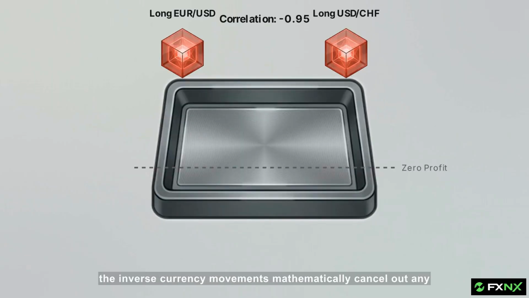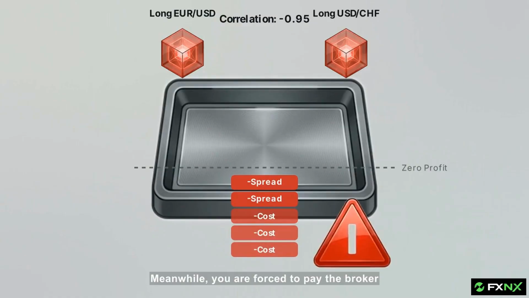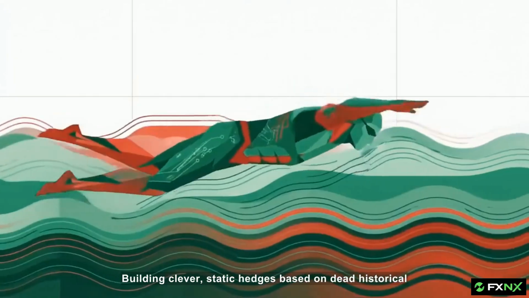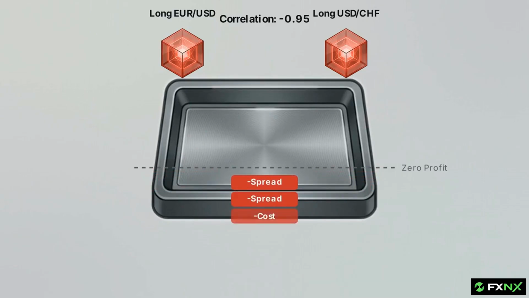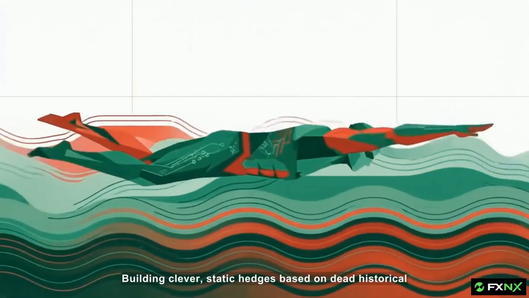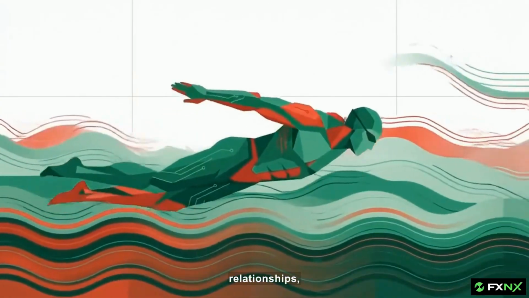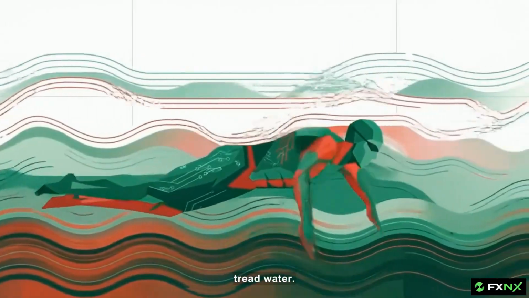This ledger shows exactly why that fails. In a dead trade with a negative 0.95 correlation, the inverse currency movements mathematically cancel out any profit to zero. Meanwhile, you are forced to pay the broker spread twice. Building clever, static hedges based on dead historical relationships mathematically ensures you are paying double just to tread water.